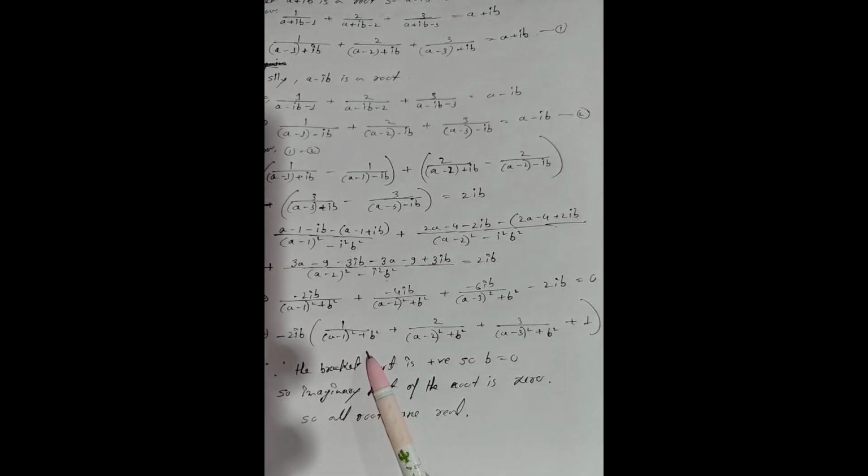So now we'll subtract 2 from 1, then we'll get this, where the bracket part is positive, so b is equal to 0. So imaginary part of the root is 0, so all roots are real. Another question, so solve this using Cardan's method.